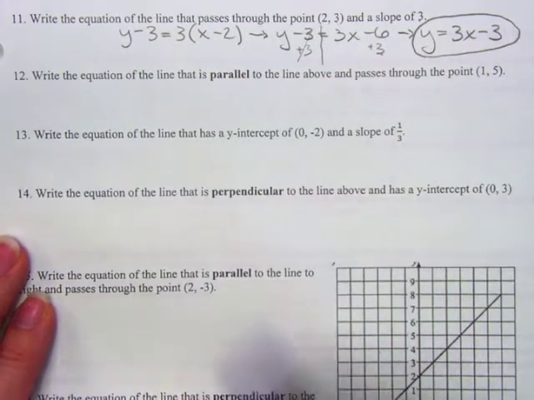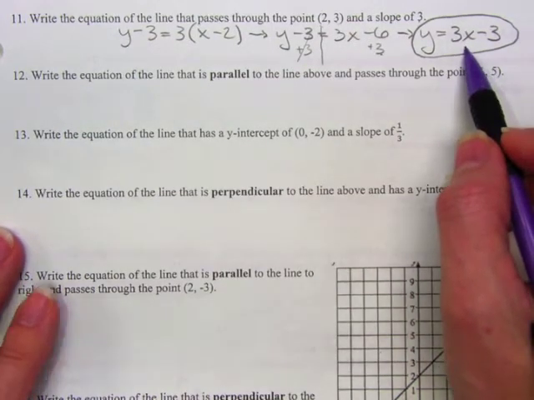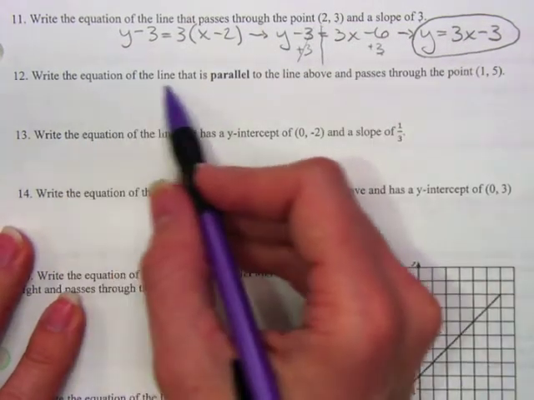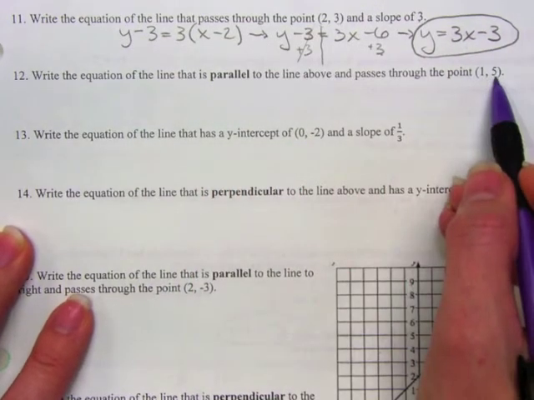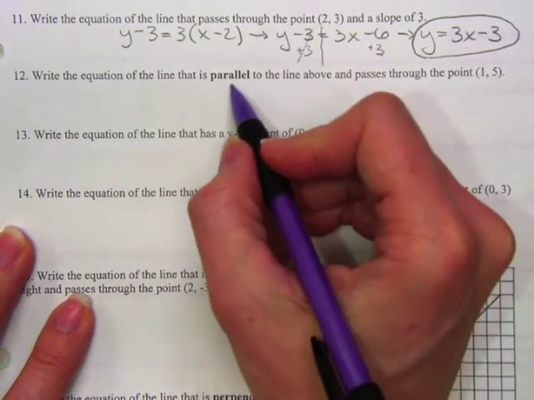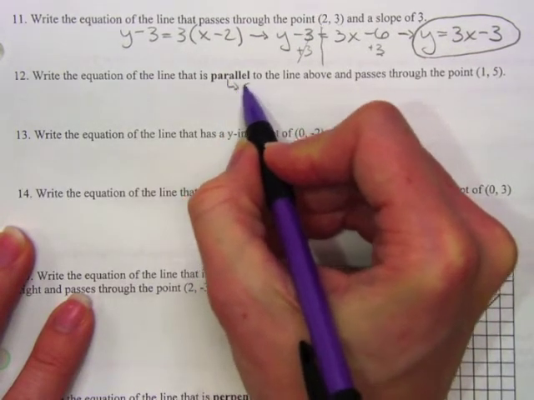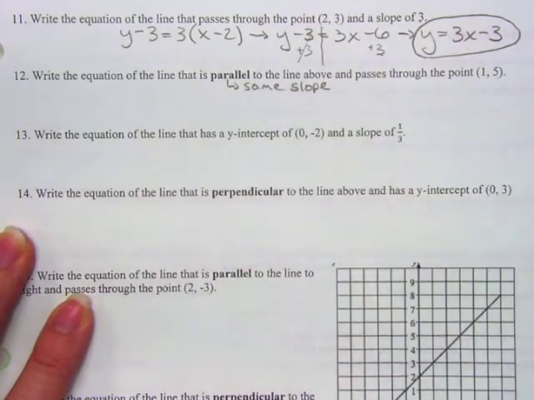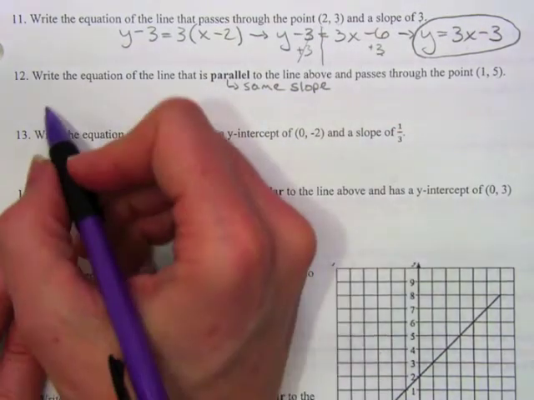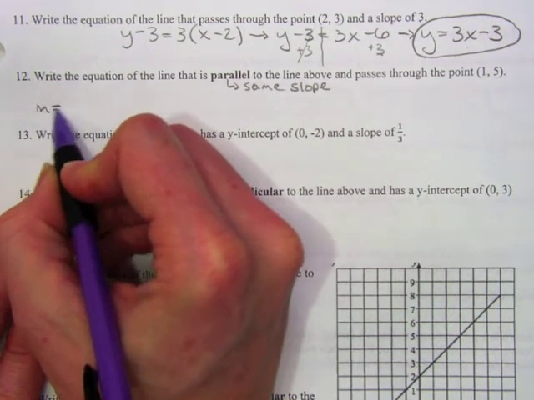So now we're going to continue on looking at that exact equation. It asks me to write an equation of the line that is parallel to this line above and passes through the point (1, 5). Okay, what do we know about parallel? Well, parallel tells me same slope. So my slope isn't going to change. I'm still going to have a slope of 3.